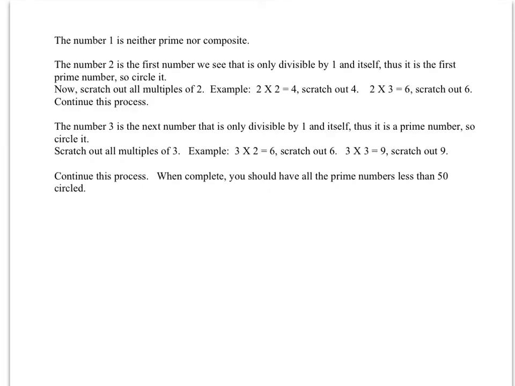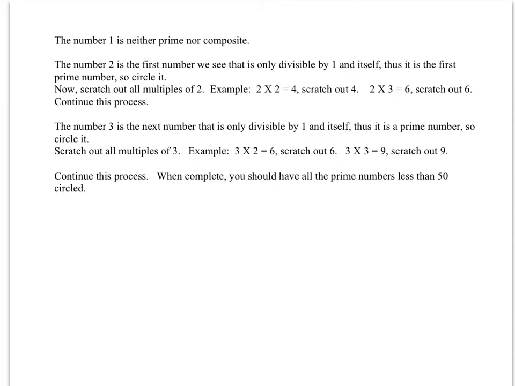Okay, to get started, we're going to consider the number 1. Well, the number 1, it's neither prime nor composite. Kind of like the number 0. The number 0 is not positive nor is it negative. It's just kind of neutral. Well, when it comes to prime and composite numbers, 1 has exactly the same feature. It's not prime nor is it composite. It's just kind of neutral.